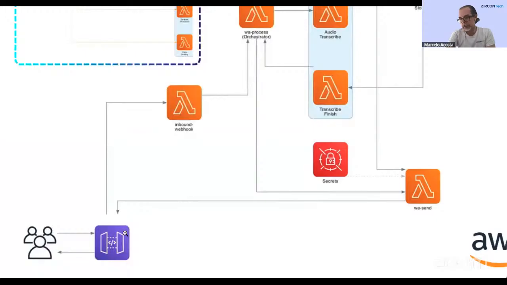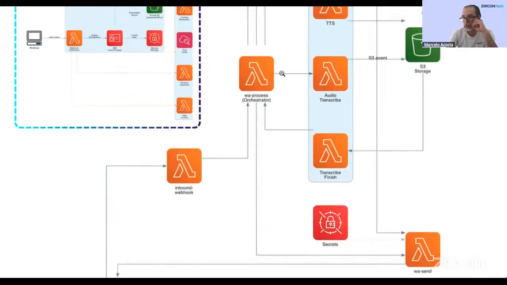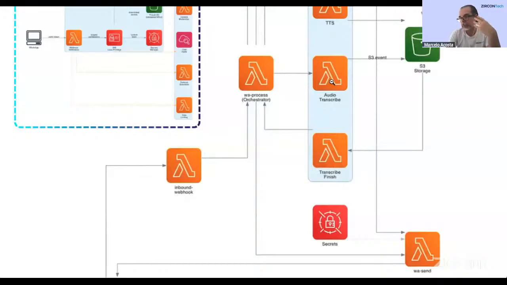Again, we go here. What happens is I send this audio through WhatsApp. It interprets it as an audio file. This audio file has to be transcribed, so all these Lambdas intervene. This Lambda in particular calls this service, Amazon Transcribe, creates a JSON with the text of the audio that I sent, and stores it here. This is sent here.